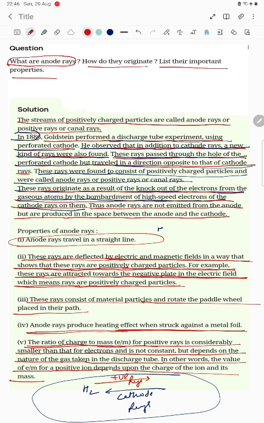Here they are saying the ratio of charge to mass of positive rays is considerably smaller than that of the electrons and not constant, but depends on the nature of the gas taken in the discharge tube. In other words, the value of e/m of a positive ion depends upon the charge of the ion and its mass. So this is all about the answer, student.